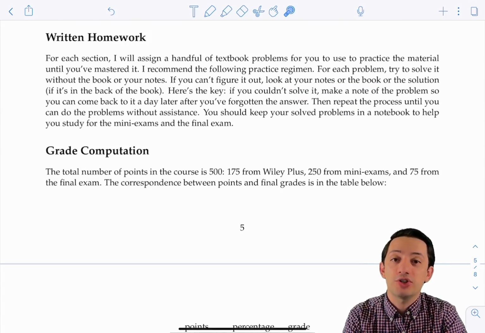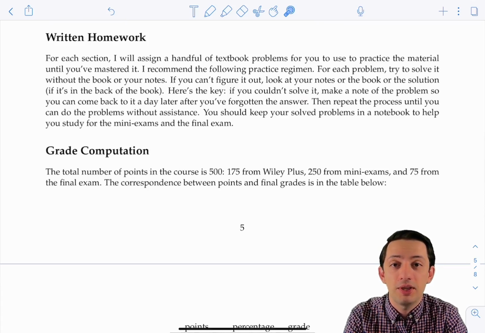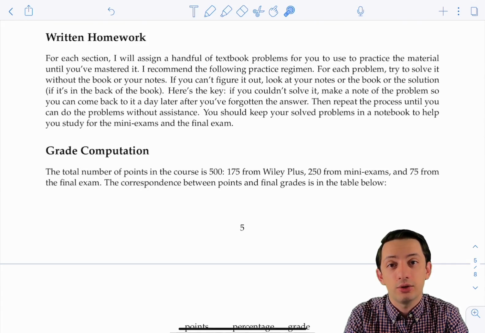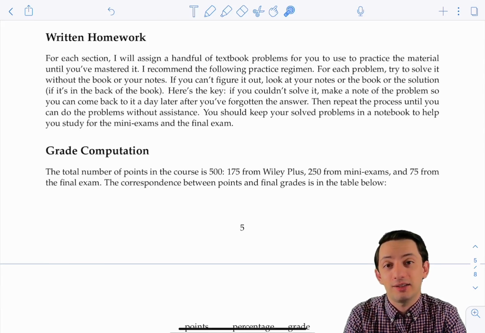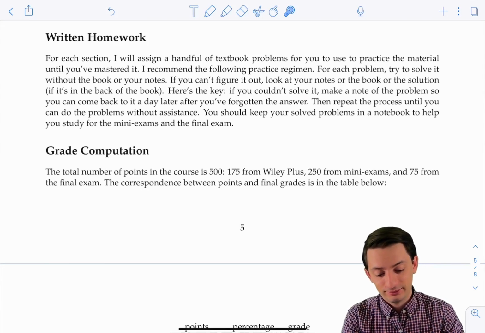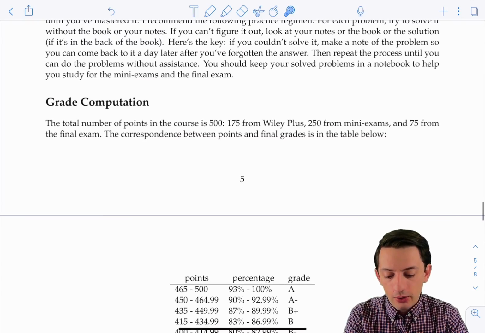So same thing here. Watching the video lectures is the important first step. And then trying the written homework is important. And looking at the solutions, if you can't do them, is important. But then you really have to come back and keep trying until you can get them right. That's the key.